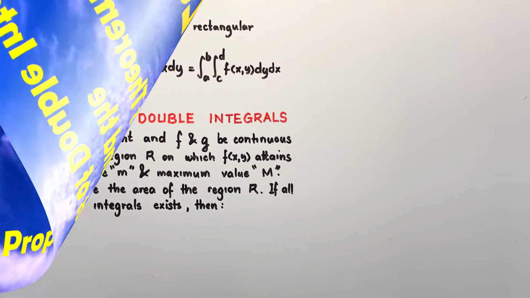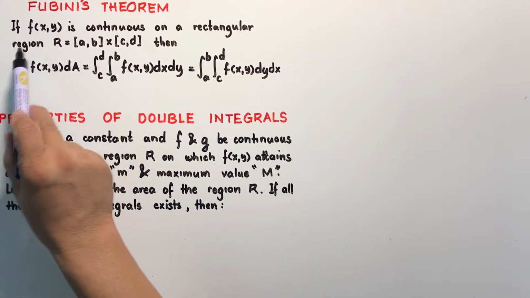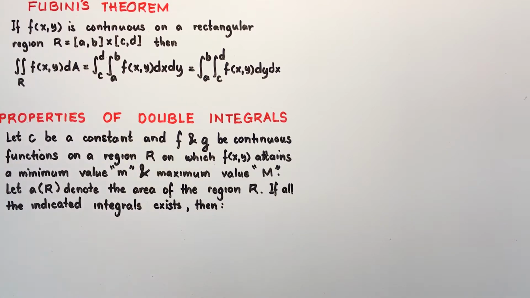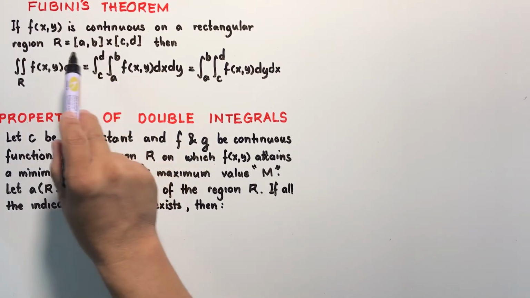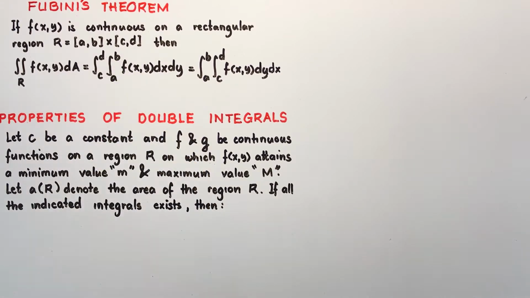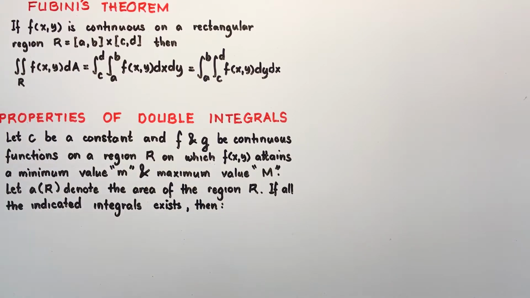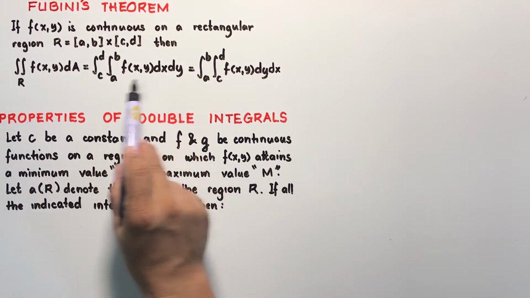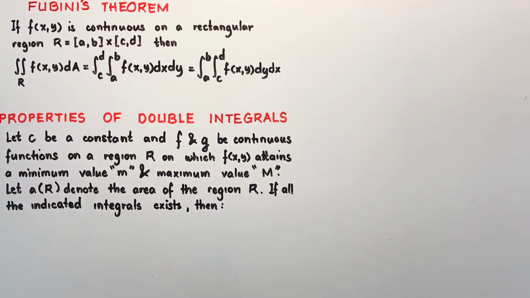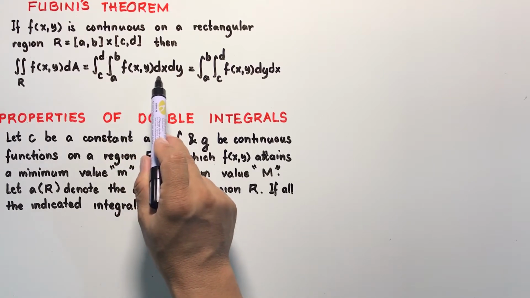In this video, I will be presenting to you Fubini's theorem, which states that if the function f of x,y is continuous on a rectangular region R, which is defined by the cross product of the interval a to b and c to d, then the double integral of f of x and y dA is equal to the iterated integrals, which is the integral of f of x and y dx.